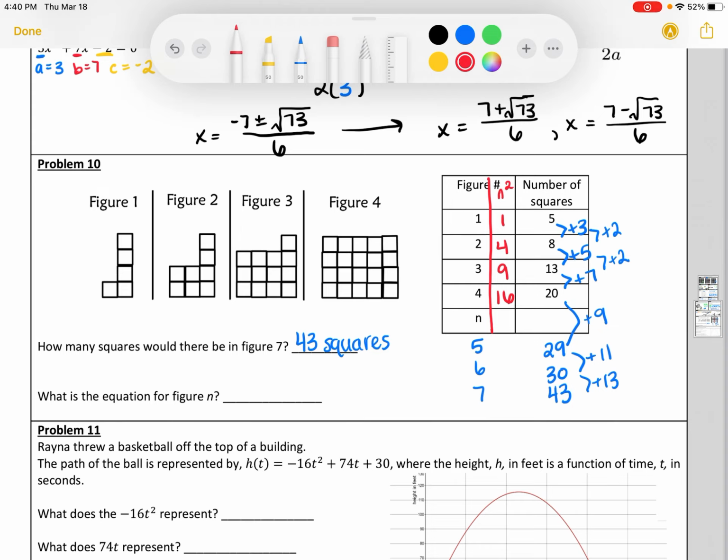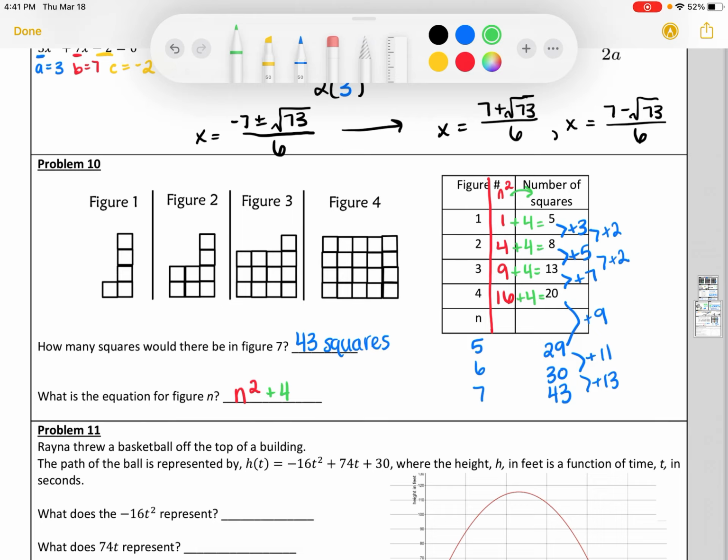So then I always say, now that I have my n squareds, I'm trying to figure out how to get from my n squared to my actual number of squares. So how to get from 1 to 5, I would have to add 4. To get from 4 to 8, I have to add 4. To get from 9 to 13, I have to add 4. And to get 16 to 20, I'm adding 4. So every time I'm taking n, I'm squaring it, and then I'm adding 4. So that's my equation, n squared plus 4.